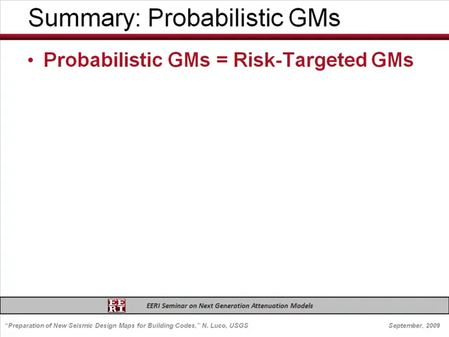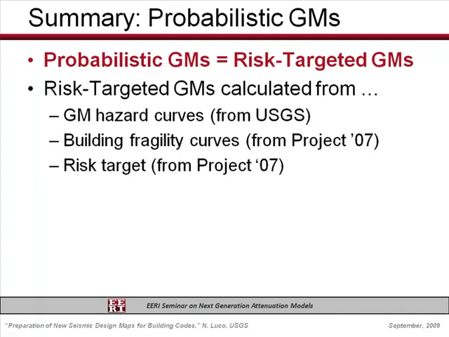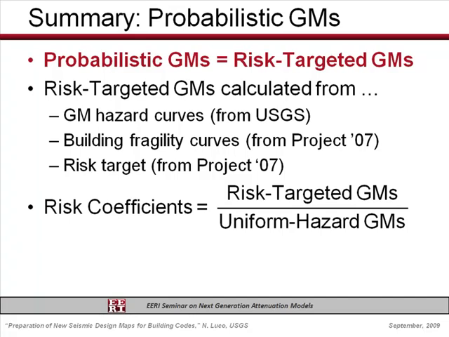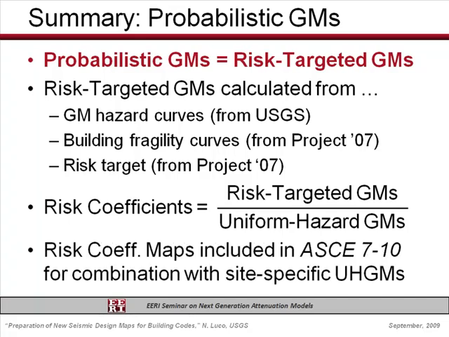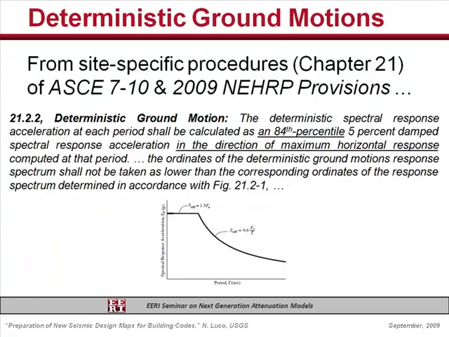So just to summarize the probabilistic ground motion part, and then I'll go over the deterministic ground motion. Probabilistic ground motions are now risk-targeted ground motions. The risk-targeted ground motions are calculated by using the ground motion hazard curves from USGS, and I'll quickly note one advantage there: we use the entire hazard curve. We don't just take one part of it. We use the whole hazard curve in that risk integration that I showed you. We have building fragility curves, a generic building fragility curve that's defined by Project 07, and then a risk target from Project 07. And then for convenience's sake, we define these risk coefficients. And the risk coefficient maps are in ASCE 7-2010, as well as NEHRP, to use for a site-specific procedure.